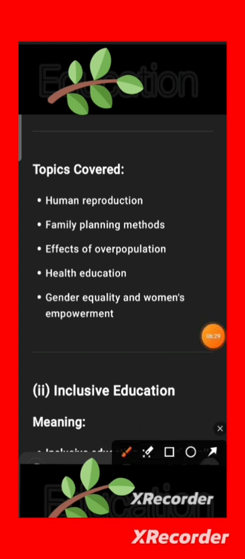Topics covered in population education: human reproduction, family planning methods, effects of overpopulation, health education, gender equality and women's empowerment.